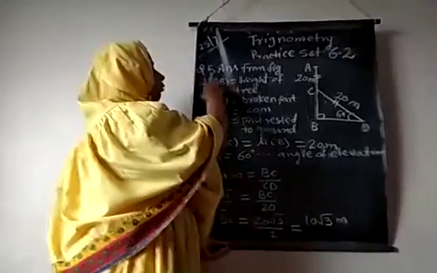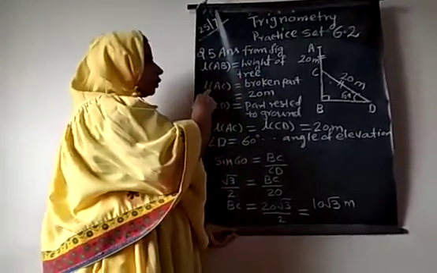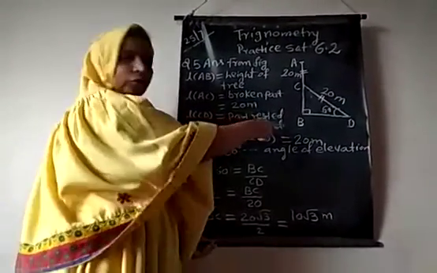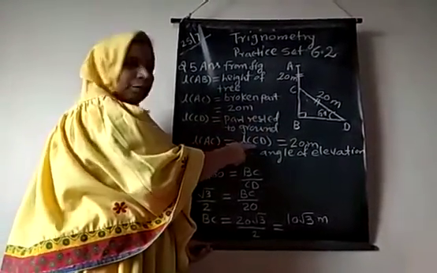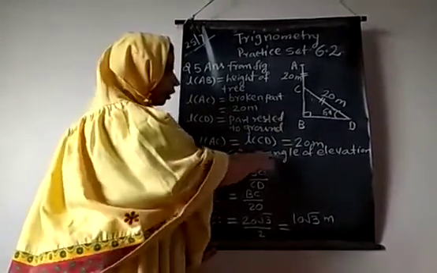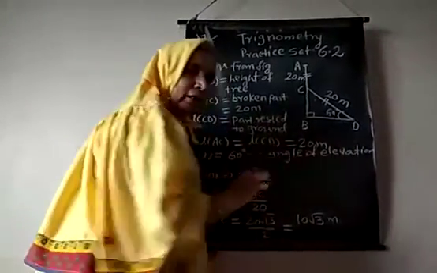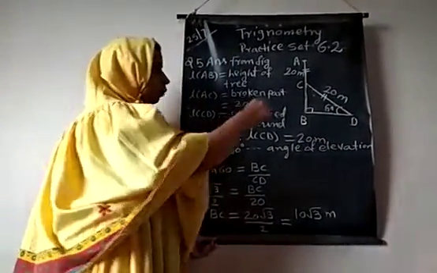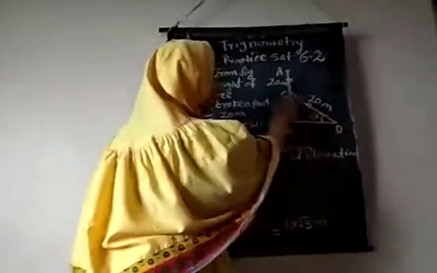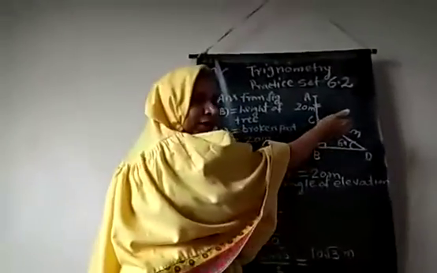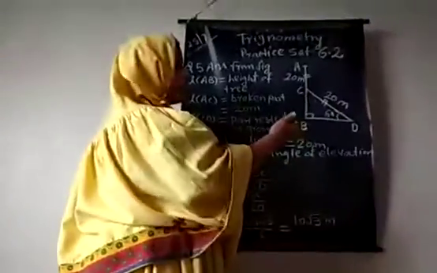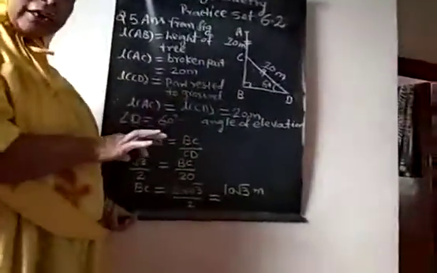Therefore, from the figure, AB is the height of the tree, AC is the broken part, that is 20 meter. Length CD is the part rested on the ground. Therefore AC and CD are both equal, 20 meter. Angle D is equal to 60 degree, which is given, the angle of elevation. Since we are going to find BC and CD is given as 20, CD is the side opposite the 90 degree, that is the hypotenuse. So we have the hypotenuse side, and we can use sine, cos, sec or cosec. Any ratio we can use.